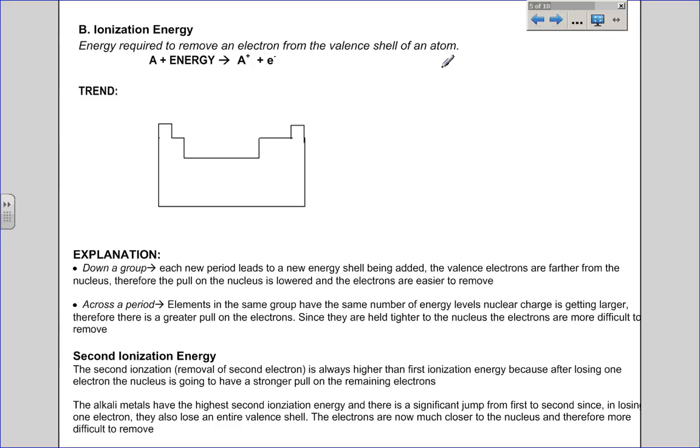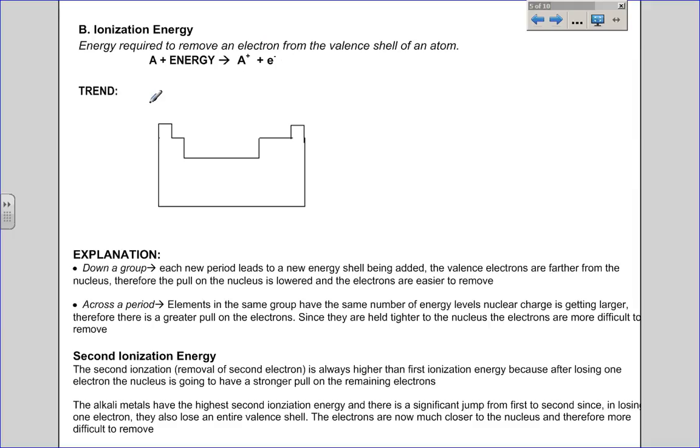The next trend that we'll look at is ionization energy. Ionization energy is the energy required to remove an electron from the valence shell of an atom. If we want to look at this as a little chemical reaction, for the atom A, if we add energy, we'll be able to remove an electron. If we remove an electron, A becomes A plus, a cation, and then we've got a free electron left over.